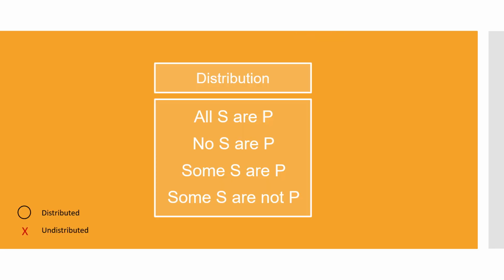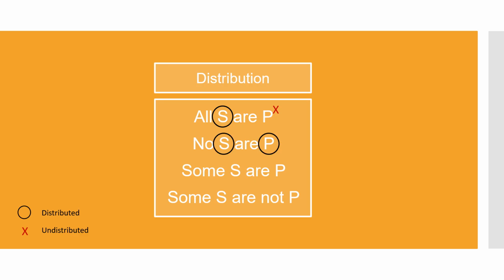Now, this is not how the book does it, but I think this is frankly the easiest way of understanding what's going on. And that is basically to look at the four possibilities, and you can either circle what is distributed or put an X by what is not distributed. This is how it looks. Notice that when we have an all claim, all S's are P's, the subject term is distributed, but the predicate is not.